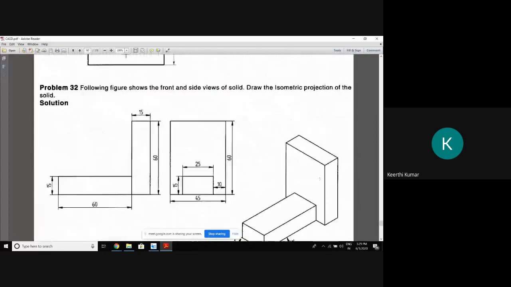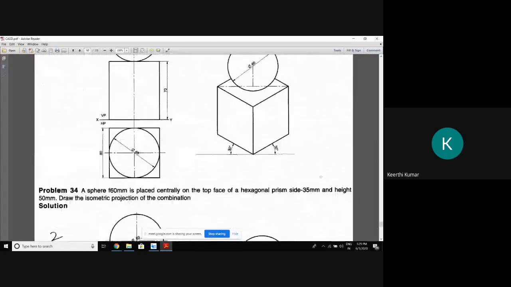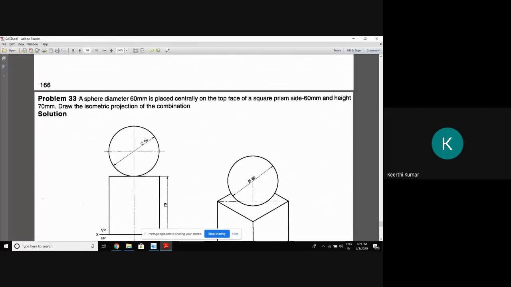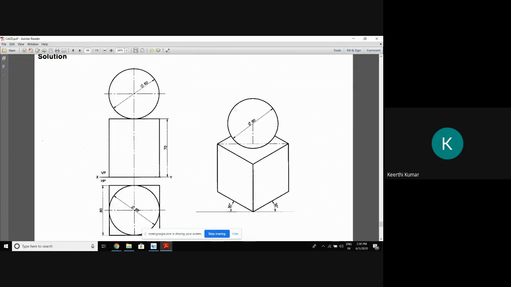If you're able to draw the 21st problem, in the next class probably I'll take up a few problems. This one is also simple. Can I take up this one also? The 33rd, just check what it is. A sphere of diameter 60 is placed centrally on the top surface of a square prism. In the first problem it was placed on a cube; now it is placed on a square prism with 60 mm base and 70 mm height. This problem is similar to the first problem. Earlier it was a cube, now it is a square prism, and the sphere diameter was 50 there, now it is 60.